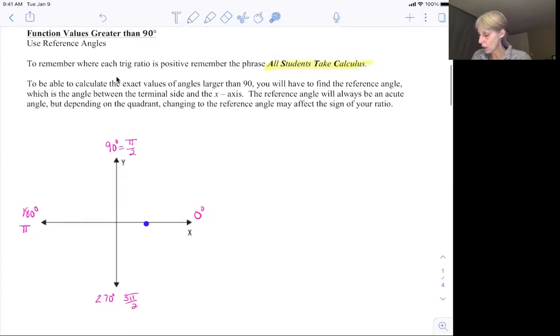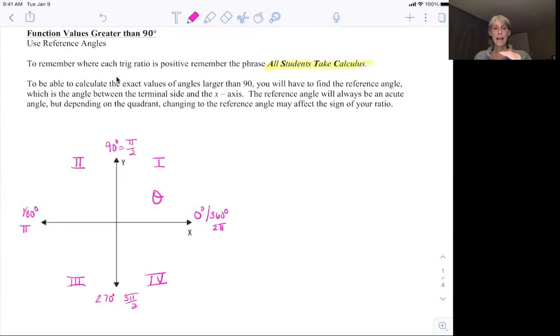Now, we always start on the x-axis, and depending on where we open up to, we're going to land in different quadrants. If our angle is in between 0 and 90, that's quadrant 1. If our angle is in between 90 and 180, that's quadrant 2. 180 and 270, that would be quadrant 3. 270 to 360, or 2 pi, that's going to be quadrant 4. So there's our angle measure as an acute angle.